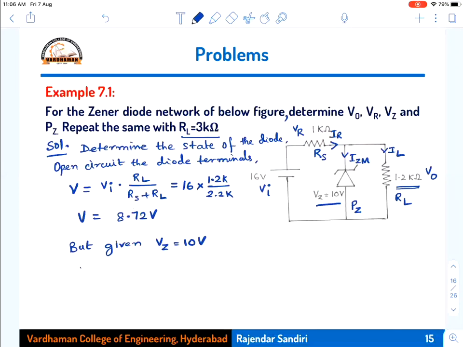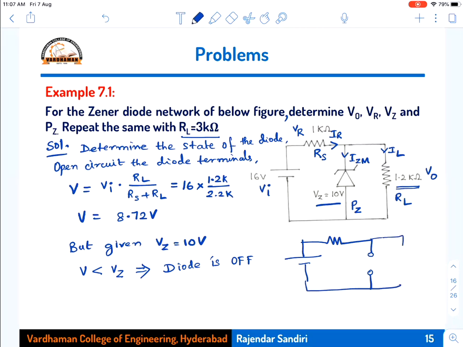Here, V is less than Vz. That is nothing but what? Diode is off. Diode is off, nothing but what is its equivalent? Here VI, RS. Diode is off, nothing but what is just open circuit. Nothing we are supposed to do anything. There is nothing as if there is no diode.